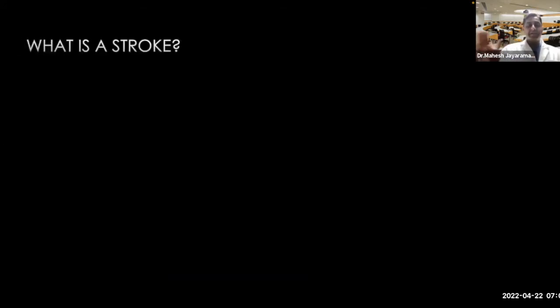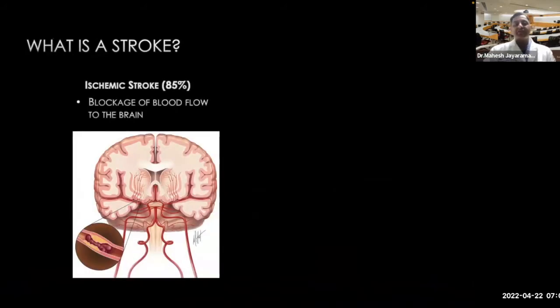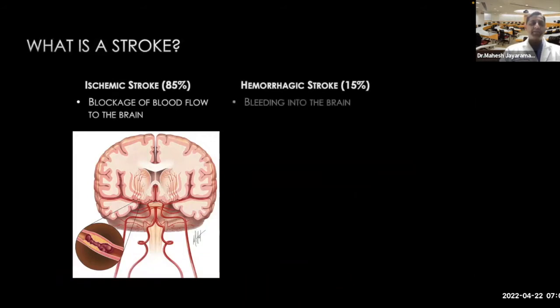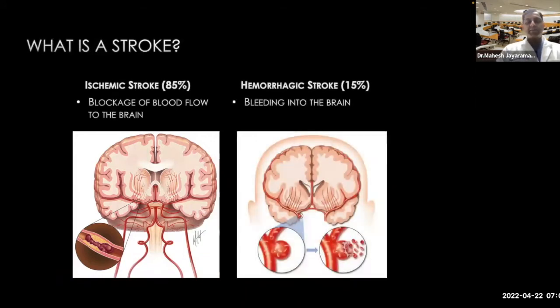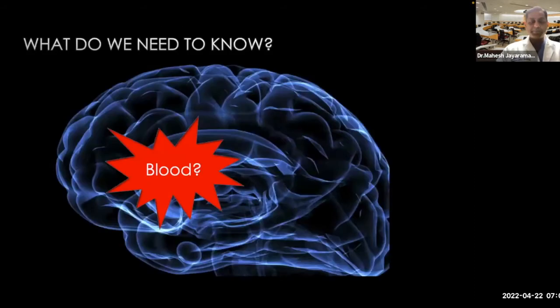So, in very basic terms, when I talk about stroke, what are we talking about? What is a stroke? Well, about 85% are ischemic, and that is a blockage of blood flow to the brain. And about 15% are hemorrhagic, and that's bleeding into the brain. In stroke imaging, we're trying to answer basically two questions: is the patient having a stroke, and if so, what type of stroke?